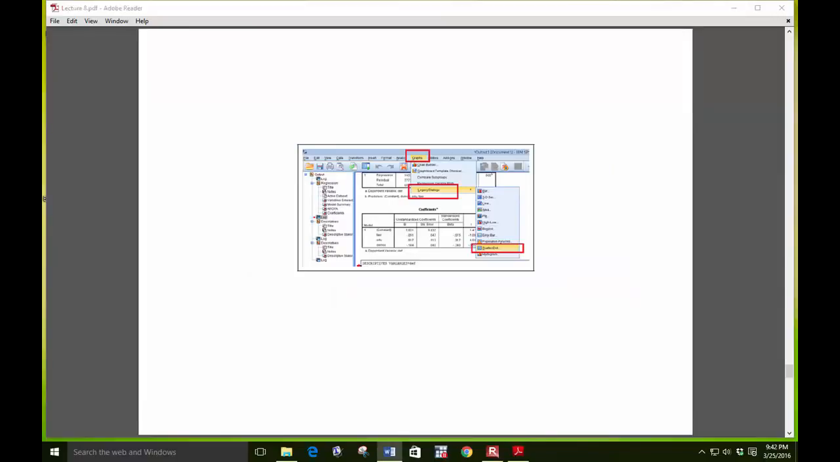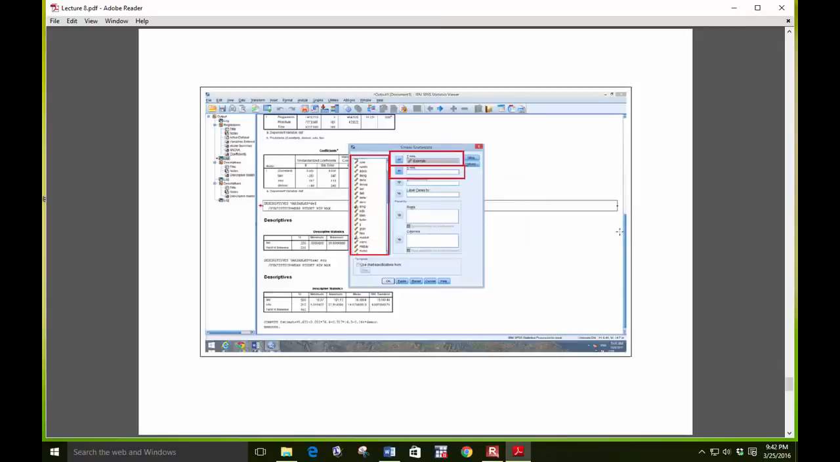Now it's time to graph the estimates. Click Graphs, Legacy Dialogs, Scatter/Dot, choose Simple Scatter, and then you will put the estimate variable in the y-axis box, put the independent variable you varied in the x-axis box, in this case it would be eth frac, and then click OK. And once SPSS creates your graph for you, you can copy and paste it right into a Word file.